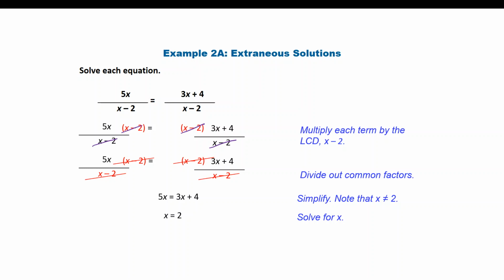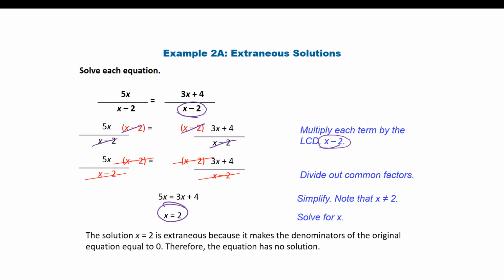So let's talk about this for a minute. Notice that when we have our denominator down here, if x equals 2, our equation is going to be undefined, or our term is undefined. And so if our answer is equal to 2, then our equation is undefined, and since that's the only answer, it is extraneous because it makes the denominators of the original equation equal to 0. Therefore, the equation has no solution.